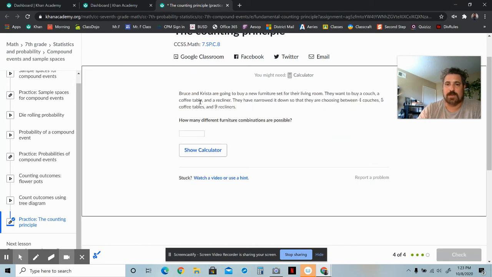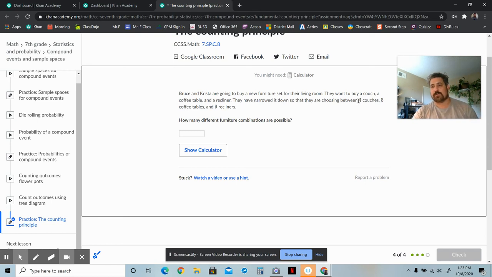And then the last one, Bruce and Krista are going to buy a new furniture set for their living room. They want to buy a couch, a coffee table, and a recliner. They have narrowed it down so that they are choosing between 4 couches, 5 coffee tables, and 9 recliners. So they want one of each of those things. Once again, we can use the counting principle. And we're just going to count how many options they have.